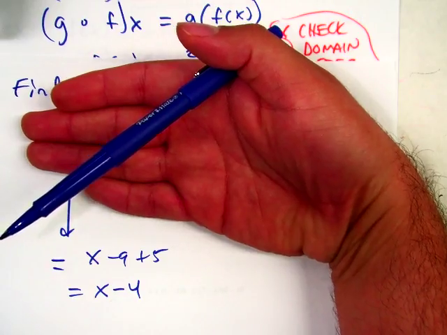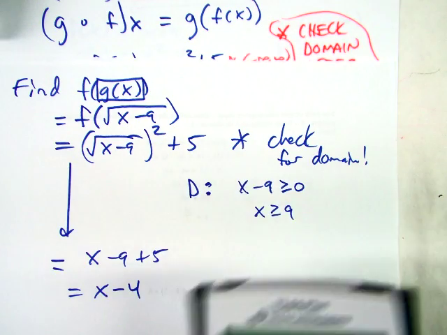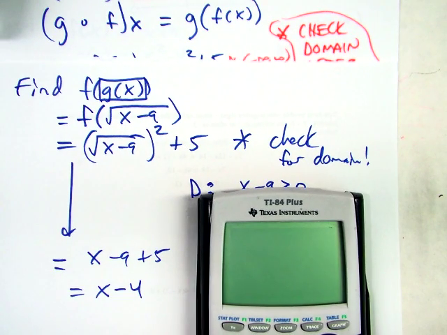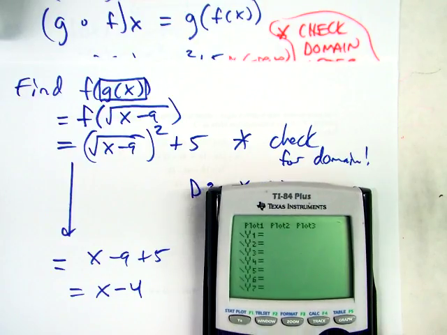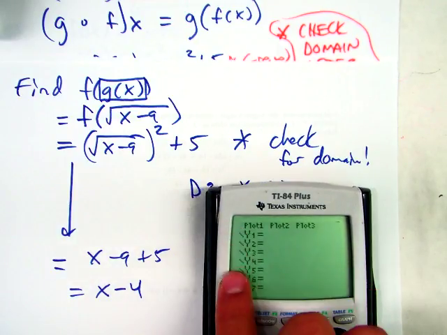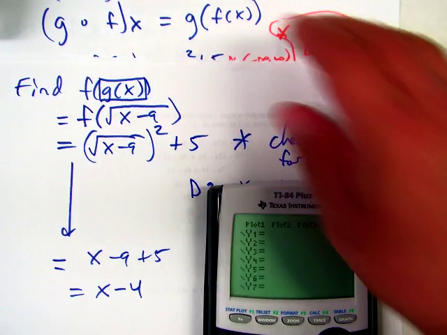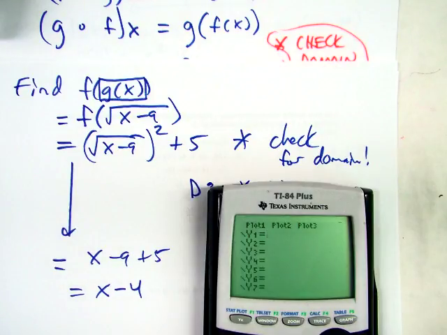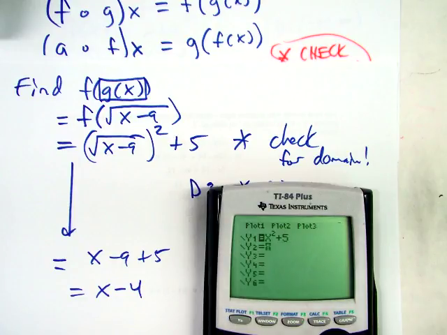Okay, so here's what I'd like for you. Can I borrow somebody's calculator? Perfect. So just so you can see how this works, go to y equals. Okay? Type in, I'm going to use y1 as f, and I'm going to use y2 as g. So for y1, I'm going to type in whatever f was. What was f? X squared plus 5. And then for y2, I'm going to plug in the square root of x minus 9.